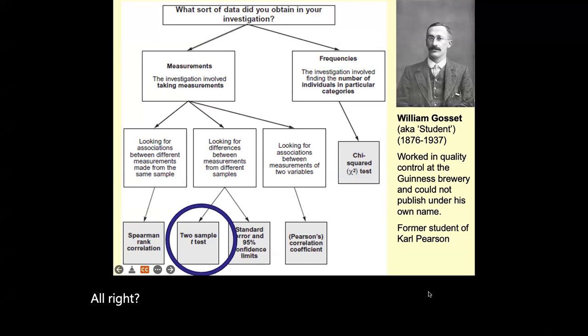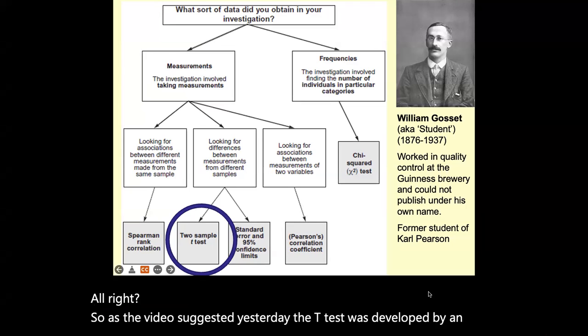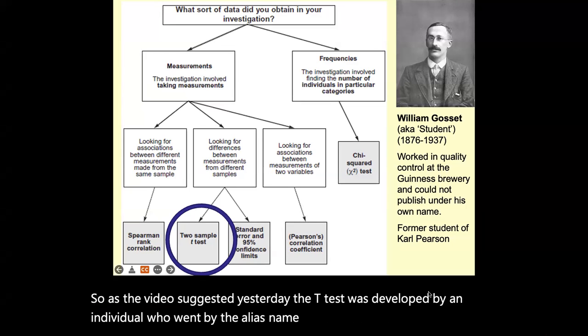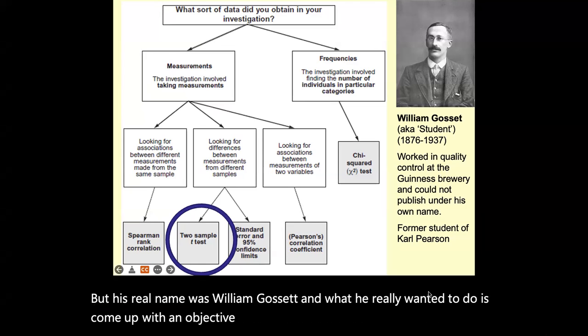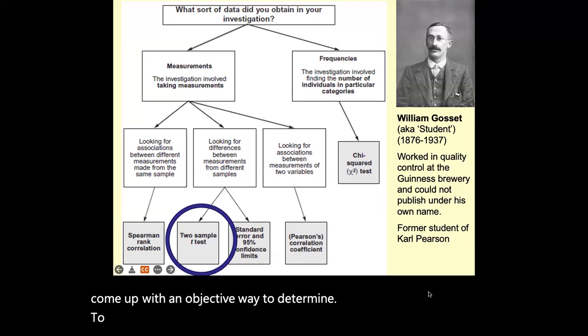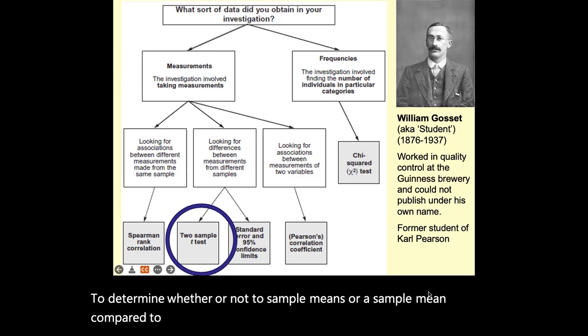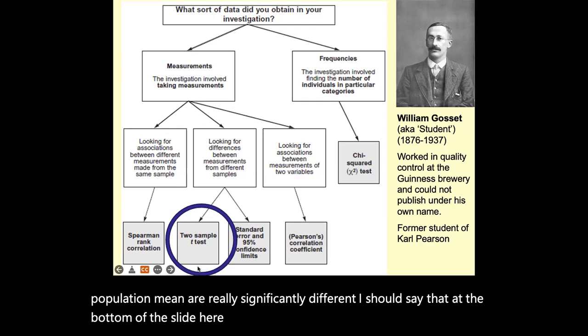So as the video suggested yesterday, the t-test was developed by an individual who went by the alias name of Student, but his real name was William Gossett. What he really wanted to do is come up with an objective way to determine whether or not two sample means, or a sample mean compared to a population mean, are really significantly different. I should say that at the bottom of the slide here, it says he was one of the students of Carl Pearson.